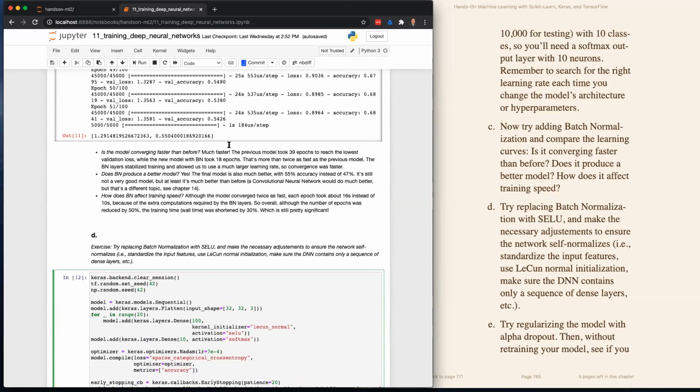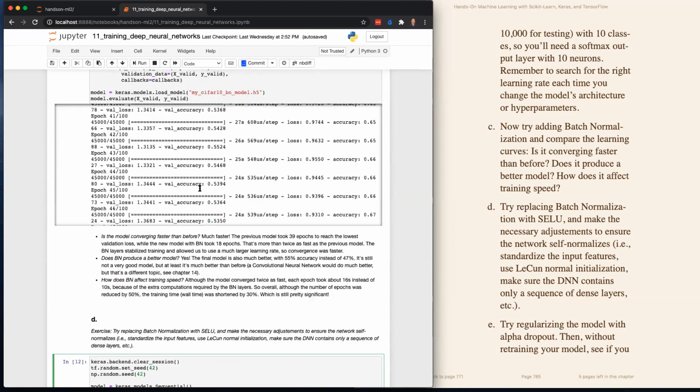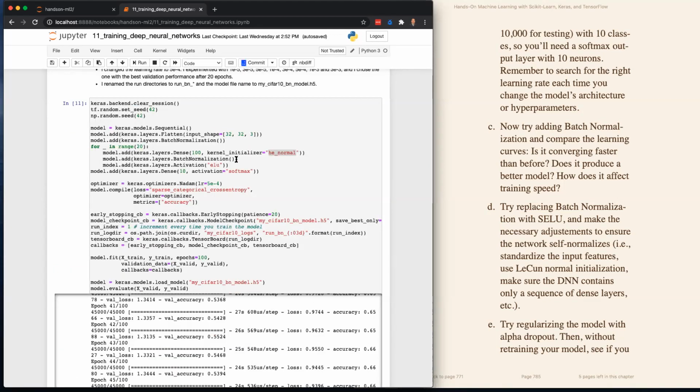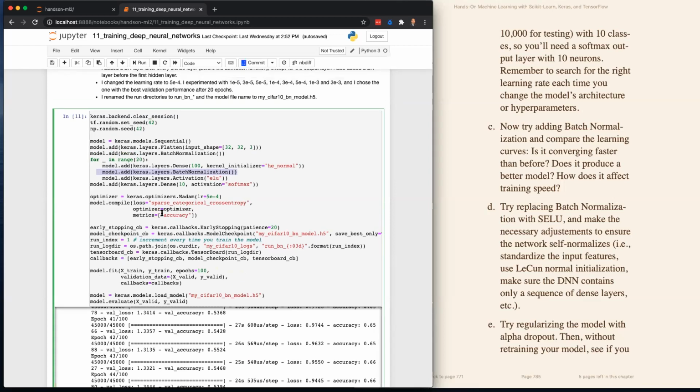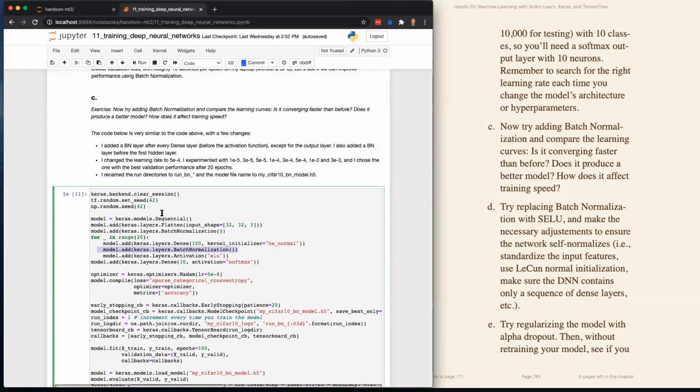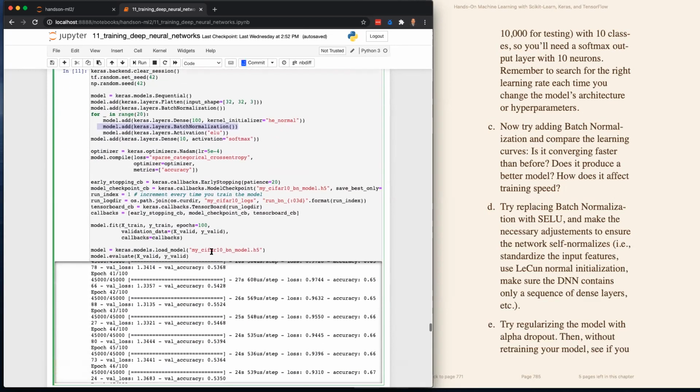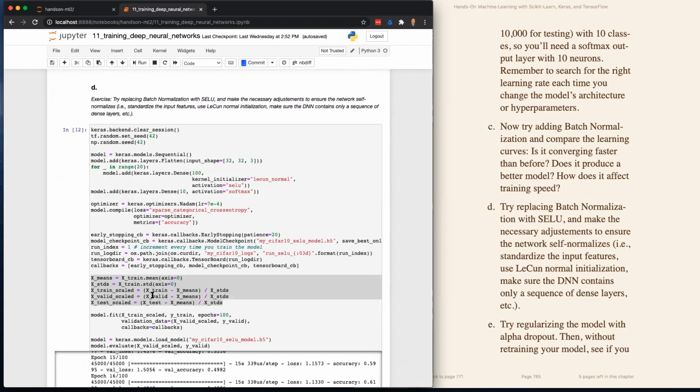But we added a batch normalization layer just after, no, even higher, just after flatten. So I think that has a very similar impact. Okay, so the effect of this is kind of similar to this. Is that correct?